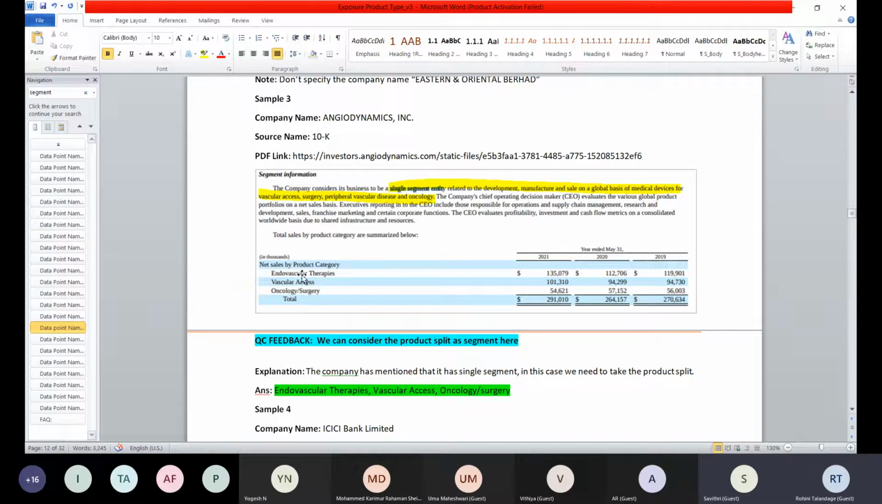If they had not given this detail, then we have to go with the single segment only. So if this breakdown is not available in the report, and only the first statement is available, then you need to mention the business segment name as development, manufacture and sale of medical devices. That's it. That will be your business segment name.